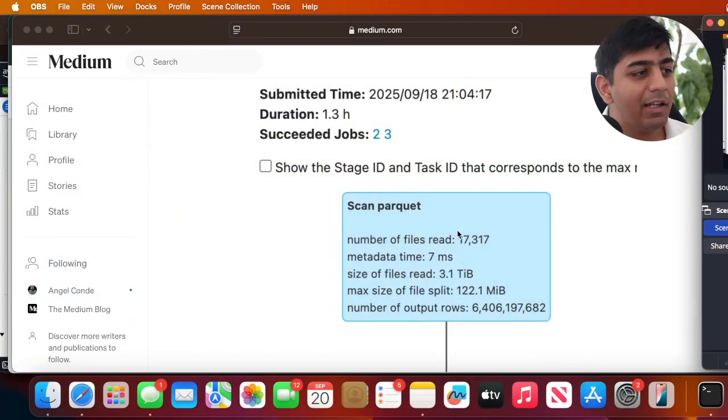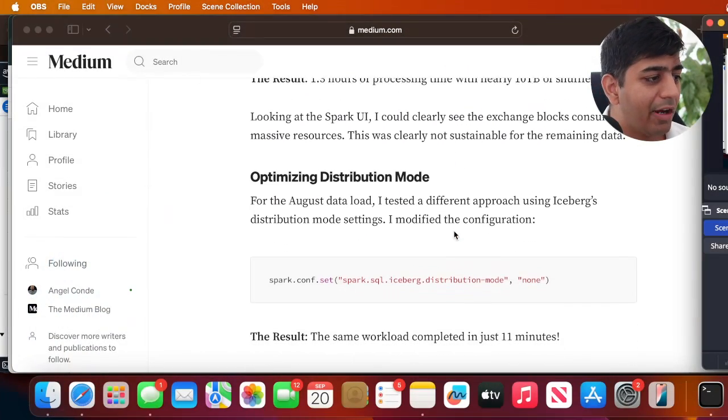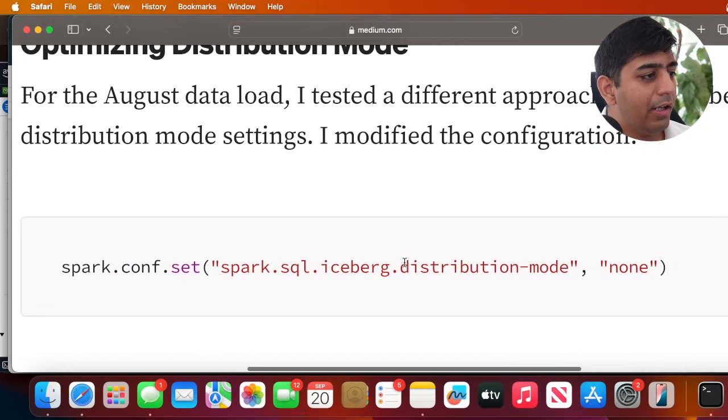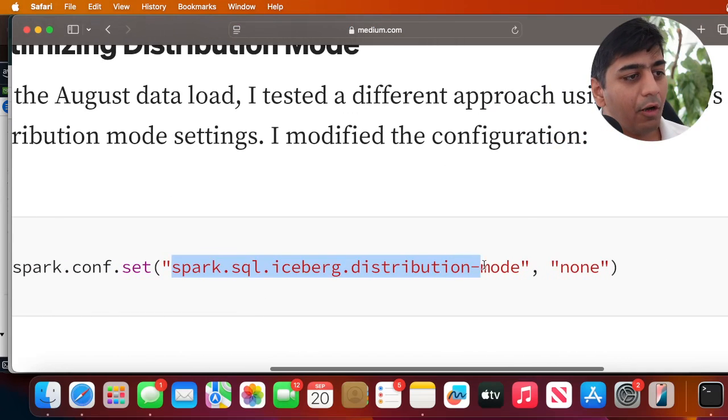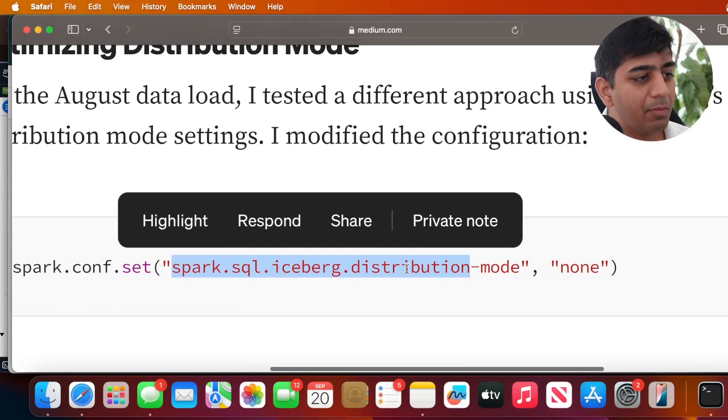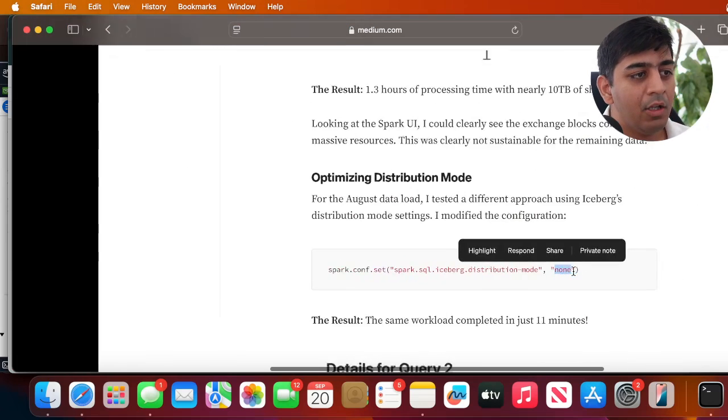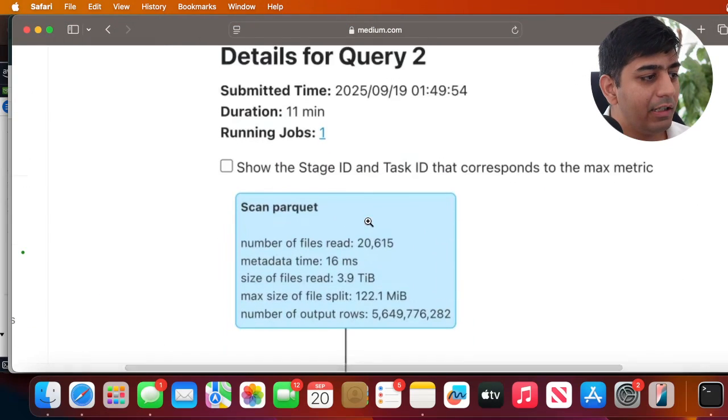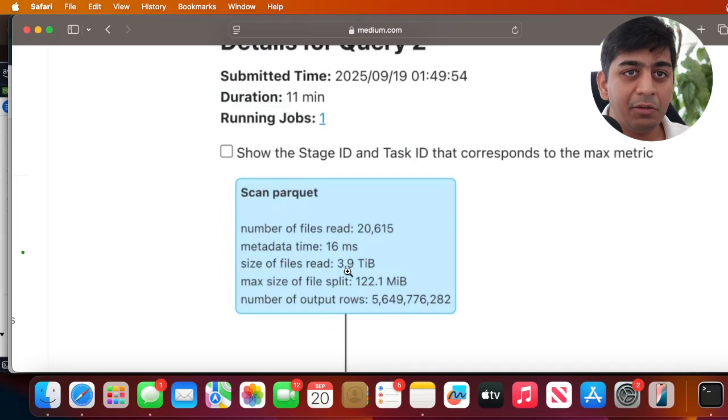I identified that, and for the next month's data load I said, you know what, let me try this, because I had tried it in the past. Let me try setting this particular configuration: spark.sql.iceberg.distribution-mode set to none. This month was larger than the first month, 3.9 terabytes compared to 3.1 terabytes, and roughly 5 billion rows.